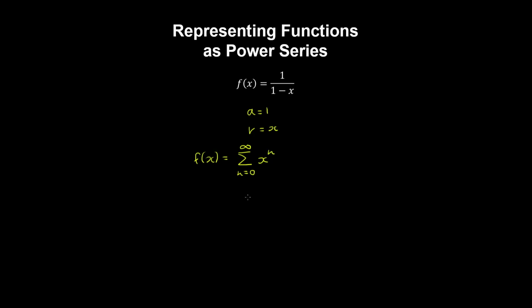And we know that this series converges when the absolute value of the ratio is less than 1. And that gives the radius of convergence. And this tells us that the interval of convergence is from -1 to 1.